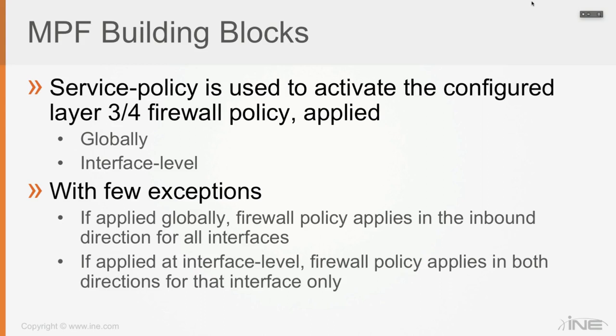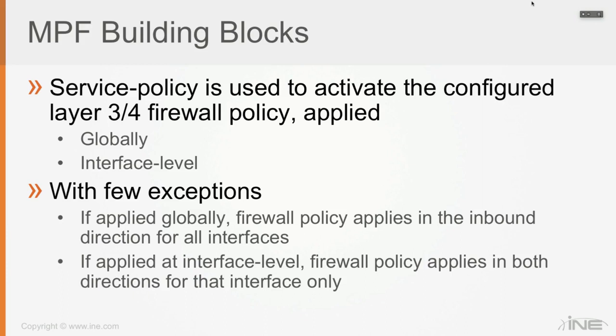Now, there are very few exceptions. If the policy map of type layer 3, 4 is applied globally, the firewall policy configured within the policy map applies in the inbound direction for all interfaces. So if it's applied globally, it globally affects all traffic flowing to the ASA, but it applies only in the inbound direction. And it makes sense because it applies to all interfaces.